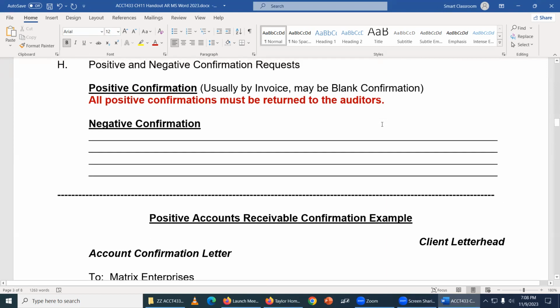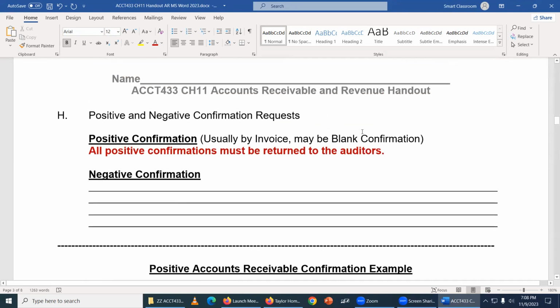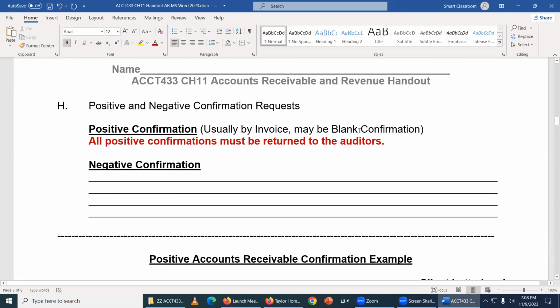Now, these confirmations that we send out, and say, okay, do you really owe this amount? Which ones are you more interested in? The ones that there's no problem with, or the ones that there's problems with? With problems. Yeah, exactly.